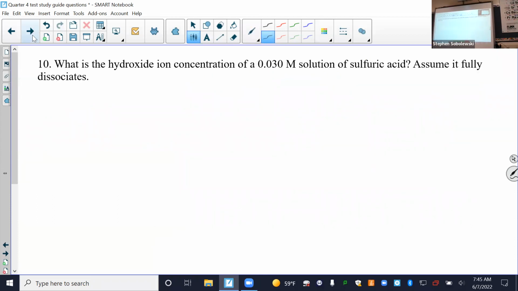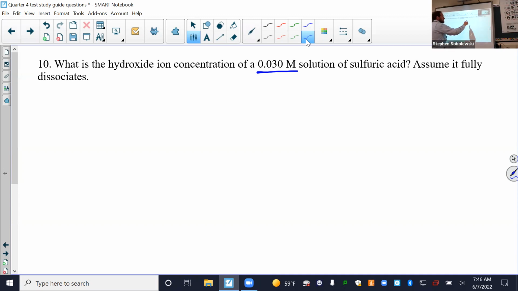Number 10, what is the hydroxide ion concentration of a 0.030 molar solution of sulfuric acid? Assume it fully dissociates. Yeah, sulfuric acid technically is, well, we call it a strong acid, but it technically sometimes doesn't fully dissociate because it's strong in the first ionization and not as strong in the second one, but let's assume it's fully dissociated.